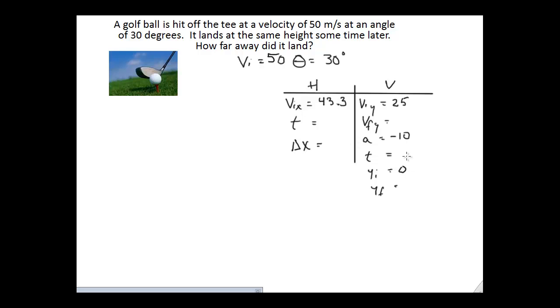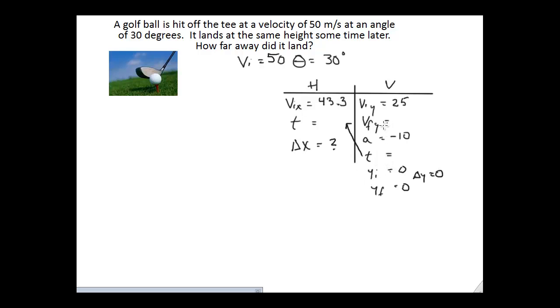How far away did it land, though, is over here. That is the unknown. So the secret is to figure out the time on this side, and that way I can plug it in here, and that'll help me solve for the final horizontal distance away. Well, I don't seem to have enough information. It's always about knowing 3 things over here, and I have to know both of these to count as 1. But since it landed at the same height, that means its final height is also 0, which means, of course, delta y is 0.